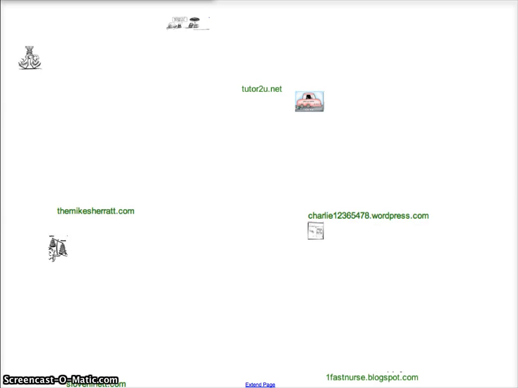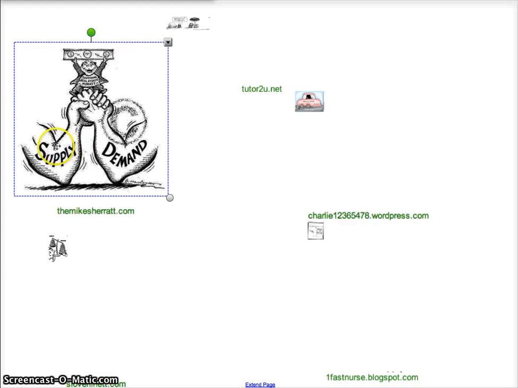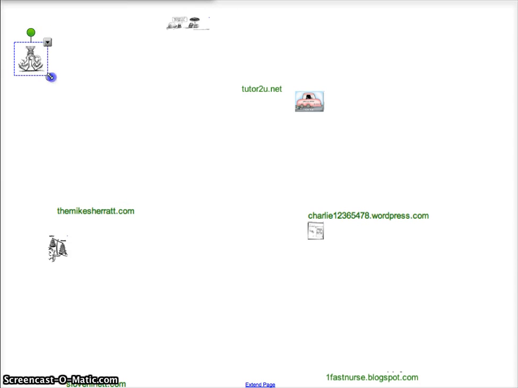Here's some cartoons that have to do with supply and demand. Here's a good one. We have the supply, which doesn't need to overwhelm the demand. We have the demand, which doesn't need to overwhelm the supply. They're pretty much equal strength. You see the person has a balance on top. There has to be an equal balance of supply and demand for things to work out.